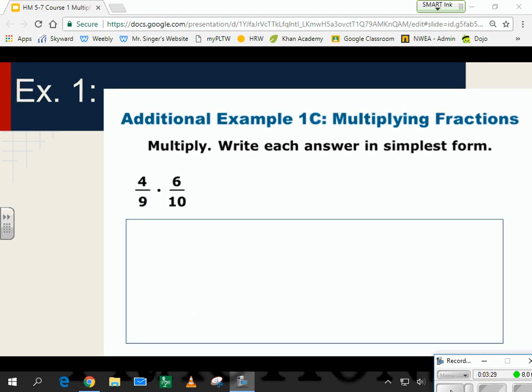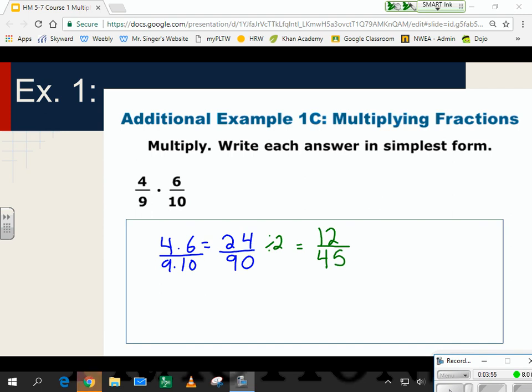All right, here's another one where we have 4 times 6 and 9 times 10. Again, 4 times 6 will give you 24. 9 times 10 gives you 90. 24/90. But both of these are even numbers, so we can actually divide them by 2 to be able to get a simpler fraction. So half of 24 is 12. And half of 90 is 45.